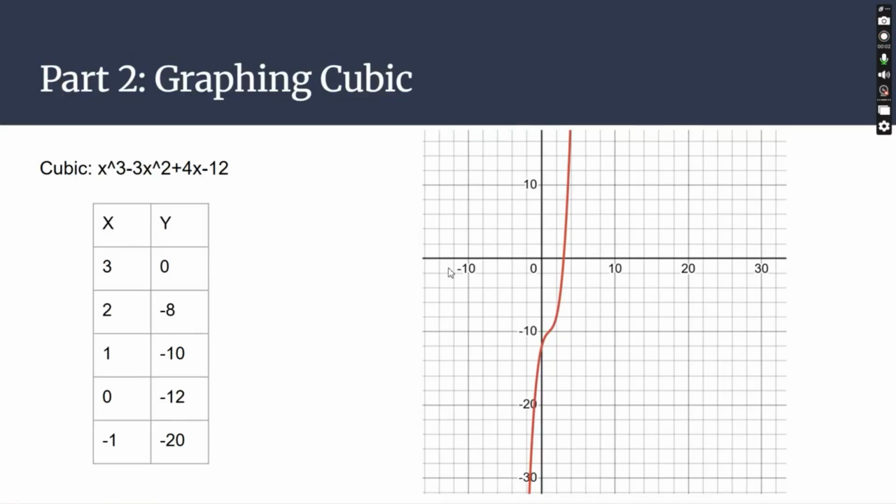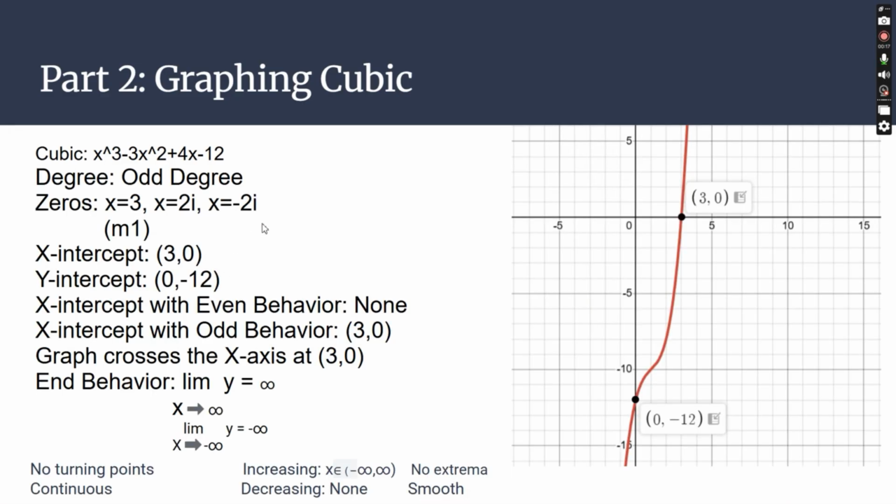Our next function is the cubic x cubed minus 3x squared plus 4x minus 12. This function has a single real zero at x equals 3, which gives us the x-intercept (3, 0). The other two solutions are complex numbers. The y-intercept is (0, negative 12).